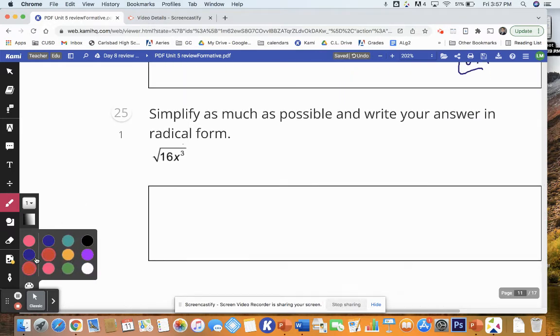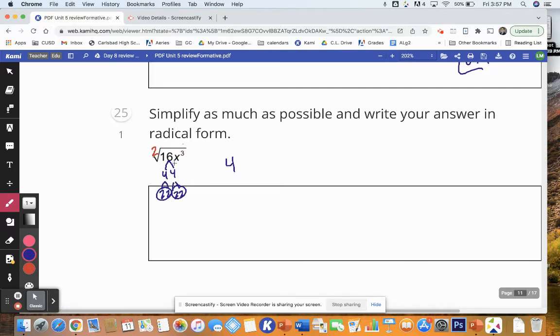All right, simplify this radical. Pull out groups of 2. 16 is really 4 times 4, which is 2, 2, 2, 2. There's a group, so 2 times 2 is 4. Or you're just like, Mr. Miller, the square root of 16 is 4. We get it, okay? Now, I have 3 x's. I can also pull out one group of x's. And if I do that, I still have one x inside. So that's my answer.